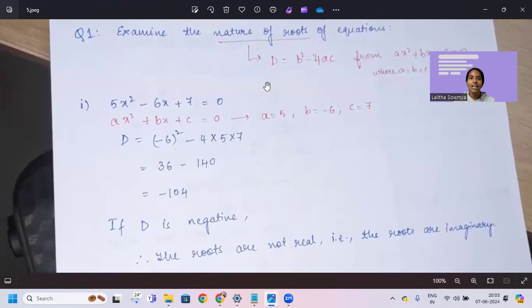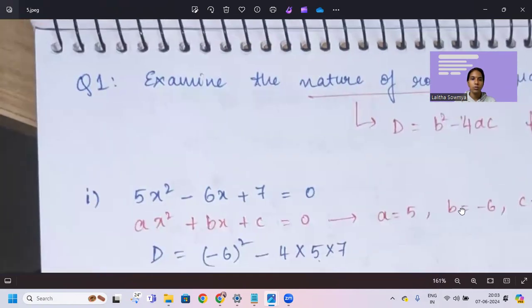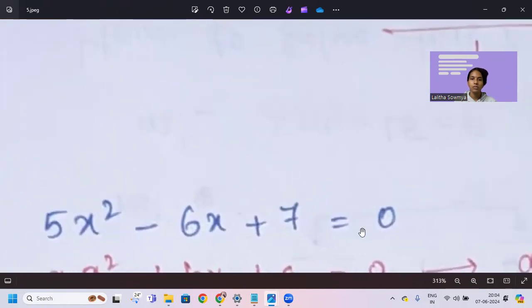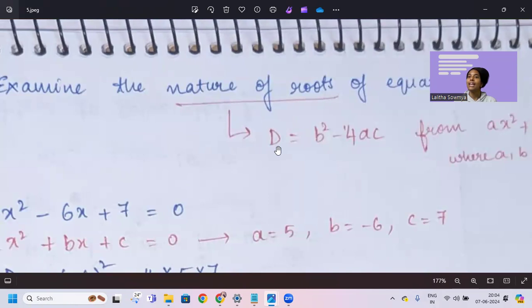Let's examine the nature of the roots. The equation is given as 5x square minus 6x plus 7 equal to 8. Whenever it is given as examine the nature of the roots, we need to find the discriminant of it. Nobody would ask you to find the discriminant; they'll ask, what is the nature of the roots? So for that we have to find out b square minus 4ac. If this value is equal to 0, then the roots are real and equal. If it is less than 0, they are imaginary. If it is greater than 0, they are real and unequal.